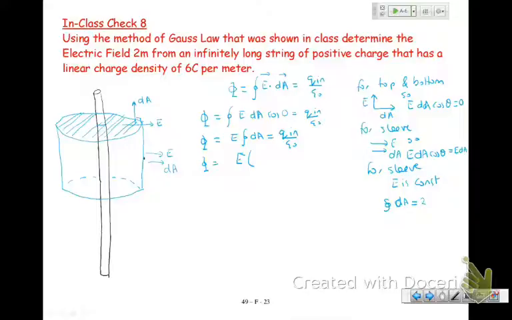It's going to be 2 pi r, that's the circumference, times, I'm going to call it L. So that's going to be 2 pi r times L, which equals Qn over epsilon naught. Okay, so we just take the E to one side, and that equals Qn over 2 pi r L epsilon naught.